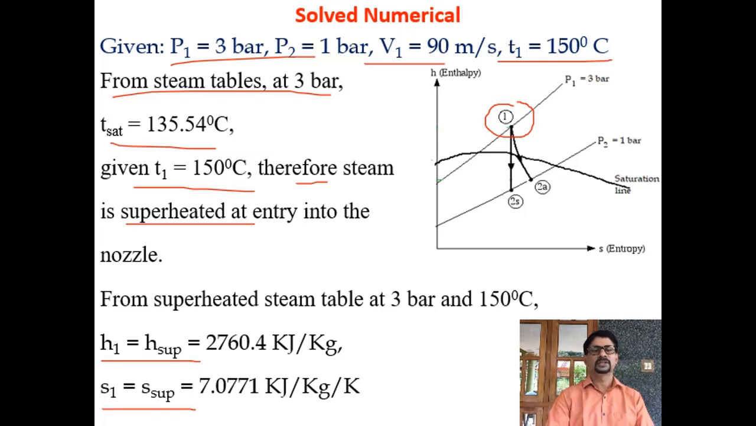Suppose you are using a Mollier chart, you can cross verify here. Just check this value at this point, and it will be very close to this value. That is how you can cross verify your values when you are using the Mollier chart as well as the steam table.